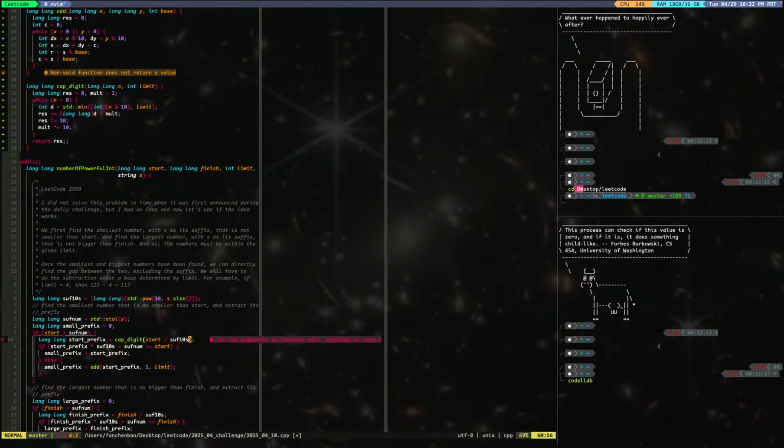of this, so we'll cap the digit limit, right? Wait, so we cap the digit. Once we cap the digit, we get a star prefix. So this is the good star prefix. Nothing will be larger than the limit, and then we'll try with this plus the suffix number. If it's larger or equal to start, that is the smallest that we can get, right? That is the smallest we can get.